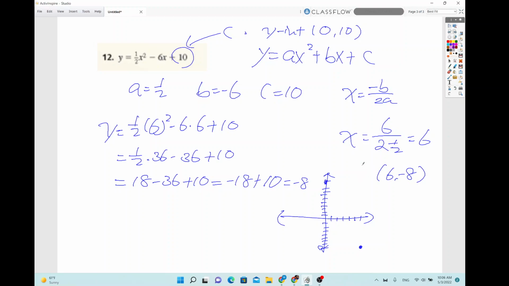And also set up the line of symmetry. Once you have the line of symmetry, we can use equidistance to find the other point on the parabola. The distance from the y-intercept to the line of symmetry, let's count it, is 6 units away. That means on the other side it should be equidistant, 6 units away. So 1, 2, 3, 4, 5, 6. So it's all the way over here. Okay, connect the dots. Parabola.